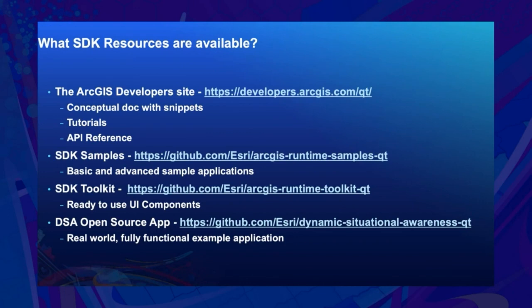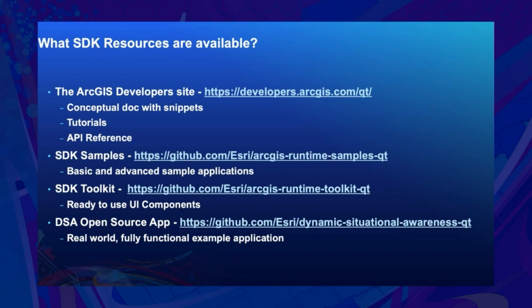We also have a toolkit. The toolkit is available on github.com. It's an open source repo. This basically provides you ready to use UI components. An example would be the north arrow. Many different applications are going to need a north arrow, so instead of you having to code it up yourself, you can simply bring in the north arrow we've already created, and everything is just ready to go and works for you.